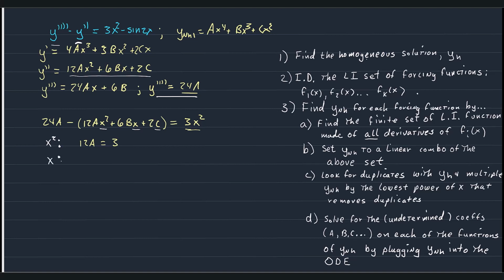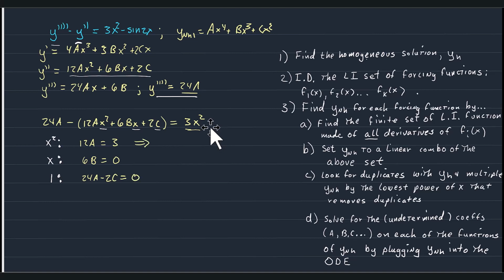In terms of x, we have 6bx, so we have a 6b, and that's equal to 0. There's no x on the right-hand side. And then we have a constant term, which is 24a minus 2c, and that's equal to 0 because there's no constant term on the right-hand side.